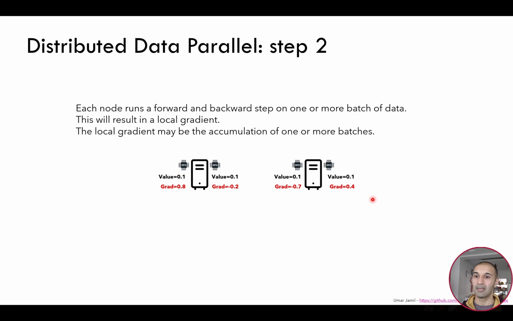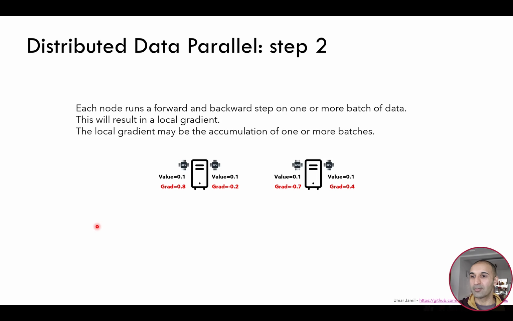Imagine each GPU is training on 3 batches. So we can accumulate the gradient for 3 batches, and of course, because we are training on a different subset of the data, this cumulative gradient, but still local, is different for each node.